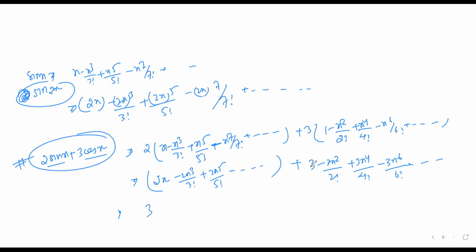So you need to simplify here. First of all, write the 3, then write the 2x, then minus 3x square by 2 factorial, and then minus 2x cube by 3 factorial. So just check the first 4 terms in the options, and with the help of that you cross-check it. So these are the series that are there.